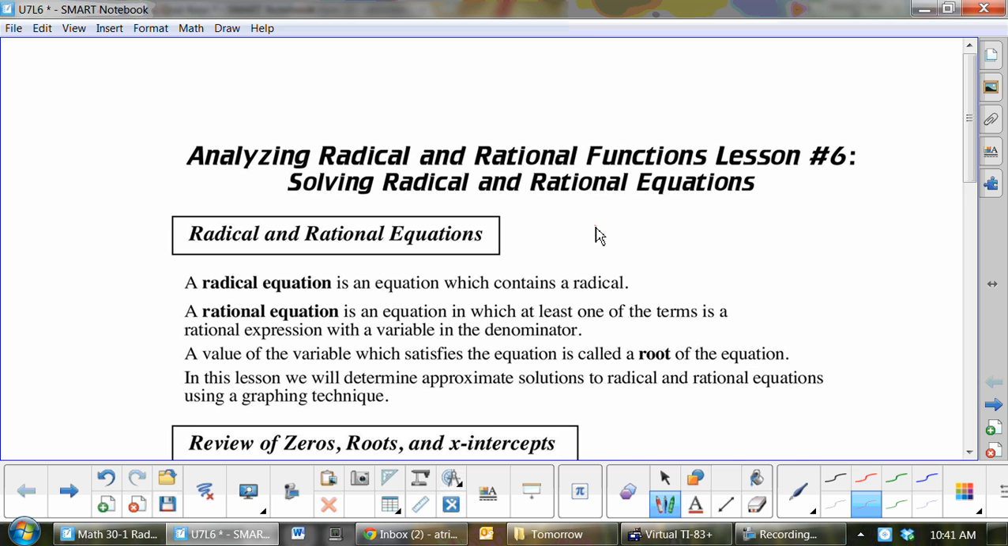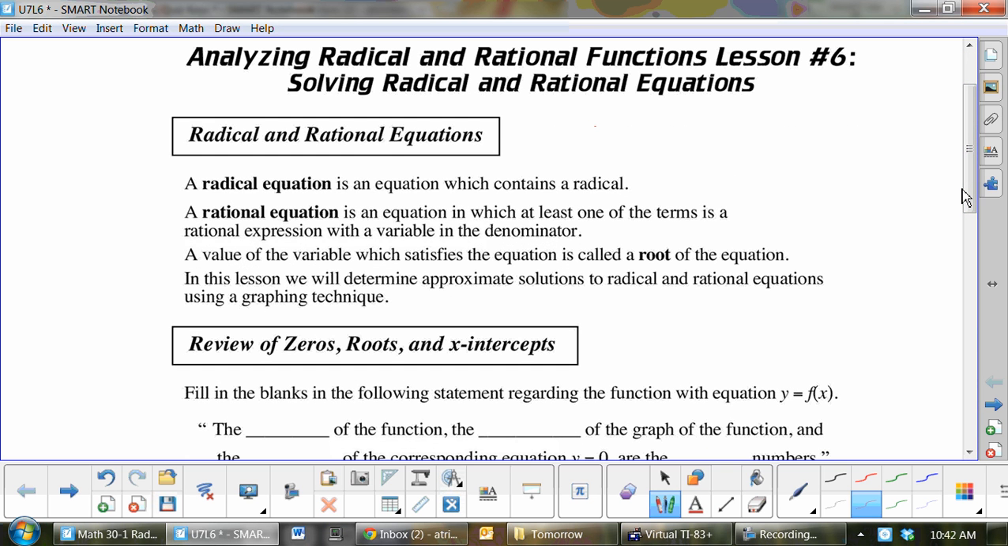Now, just to recap, remember, a radical equation would contain a radical. A rational expression is one that has a variable in the denominator.